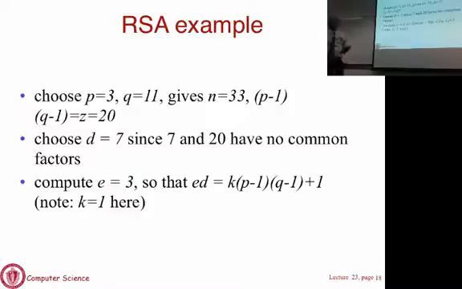Clear, right? Now you have to compute E such that E times D is P minus 1 times Q minus 1 times K plus 1. Put K as 1, so this is 20, and this becomes 21. D is 7, so E becomes 3. So the encryption key is 3, and N is 33. D is your decryption key, 7.